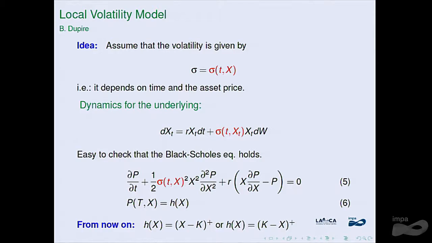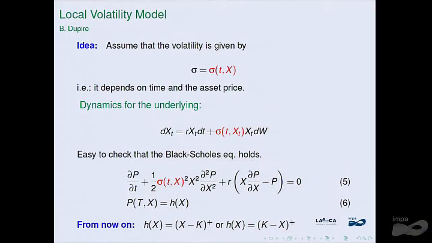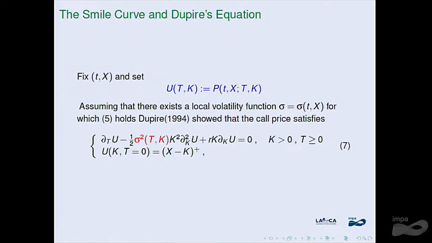And from now on, I'm going to consider only the case of calls and puts. So being calls and puts, we have expiration time T, and we have the strike K. So in a certain sense, another miracle happens. And the next miracle that happens is that we are going now to look at the prices as functions of capital T and K.